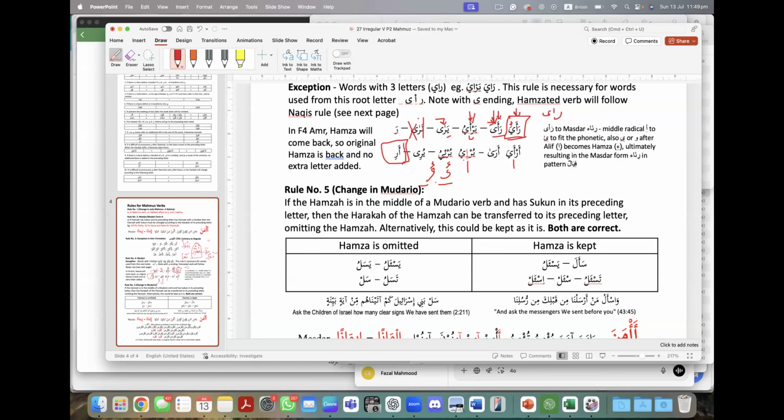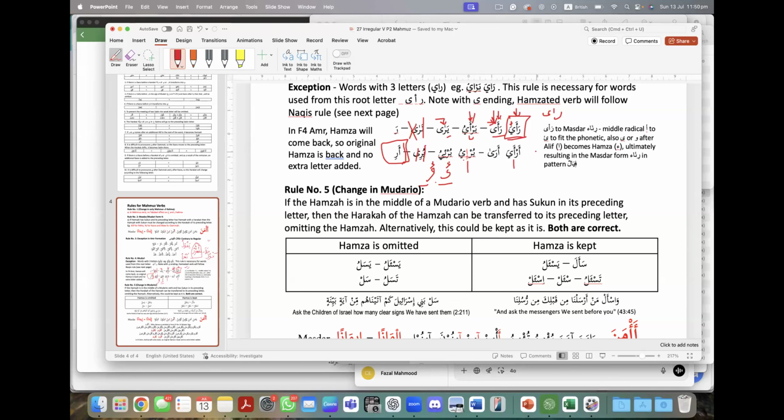Okay? So similarly, now from Ra'aya we are trying to make Amr. So far you have got Yuri. Okay, these are the steps here. Okay, Yuri, then we are forming now Amr. So this will get dropped and this will get dropped. But because it's a 4-letter verb's Amr, the Hamza will come back.